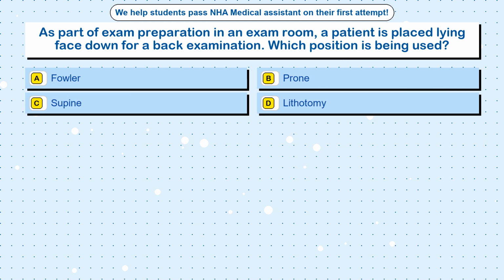Question 70. As part of exam preparation in an exam room, a patient is placed lying face down for a back examination. Which position is being used? Option A, Fowler. Option B, prone. Option C, supine. Option D, lithotomy.